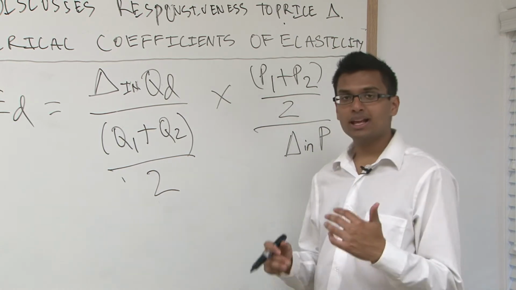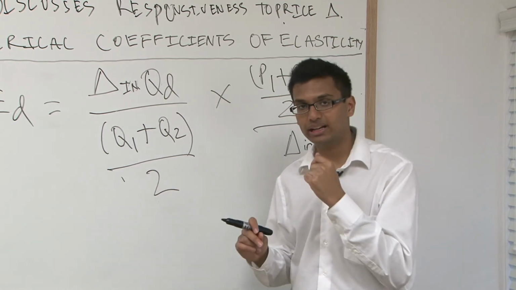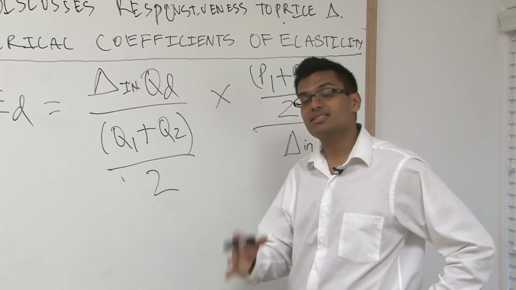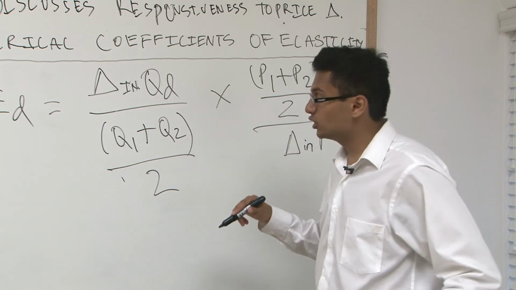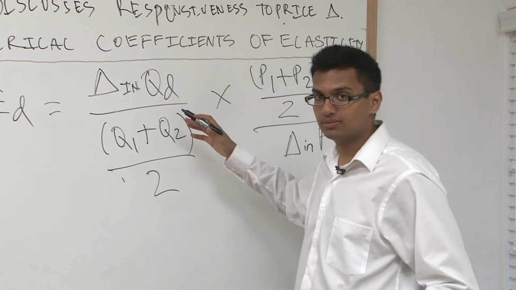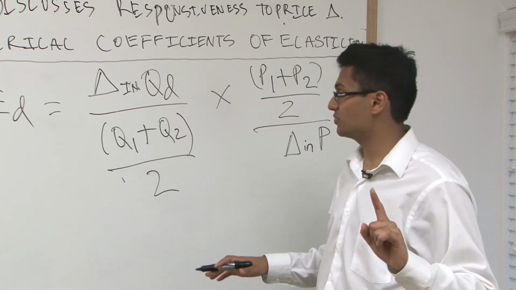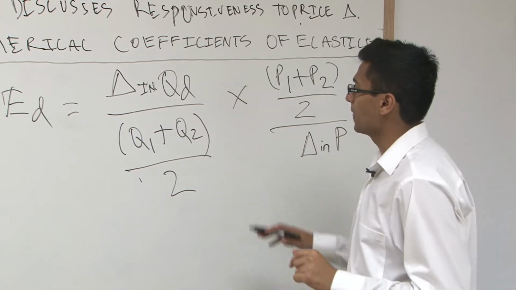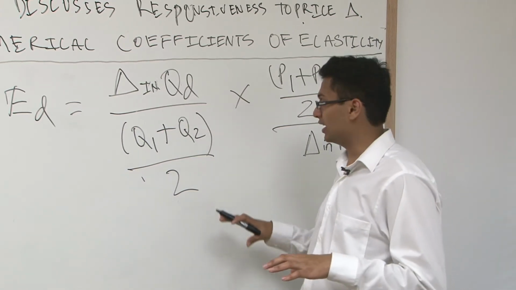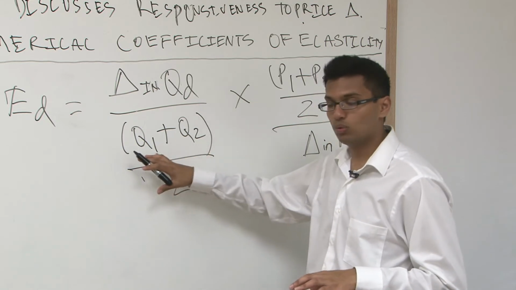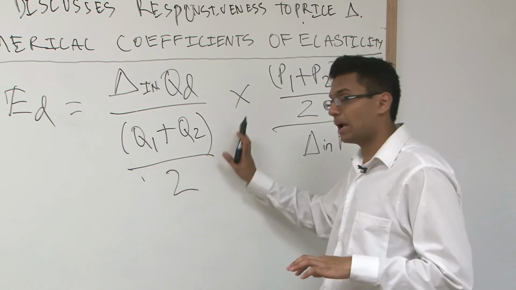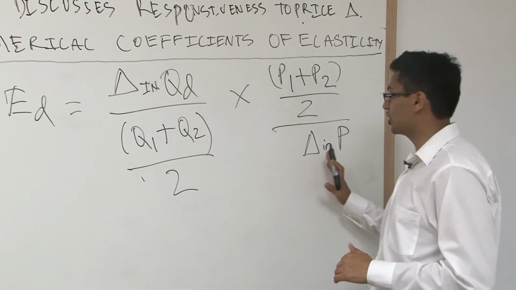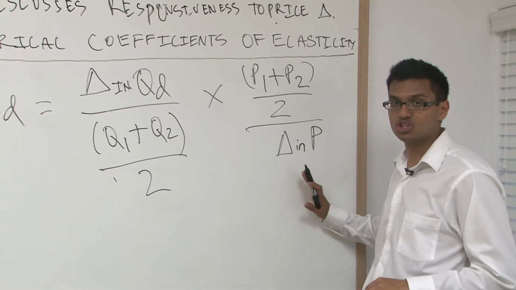It's kind of big, but once you understand it, it becomes kind of fast. So it basically says the numerical coefficient of the elasticity of demand is equivalent to the change in quantity demanded. The change in quantity demanded is unit change, not percent change. I'm going to say this over and over again because I don't want you to write the percent change. It's a very easy mistake to make. Divided by the average in the quantities, Q1 plus Q2 over 2, that's an average, times the average in the prices, P1 plus P2 over 2, over the change in price. Again, this is not a percent change, it's a unit change in price.